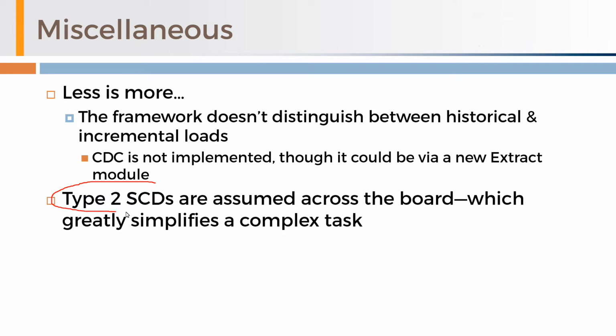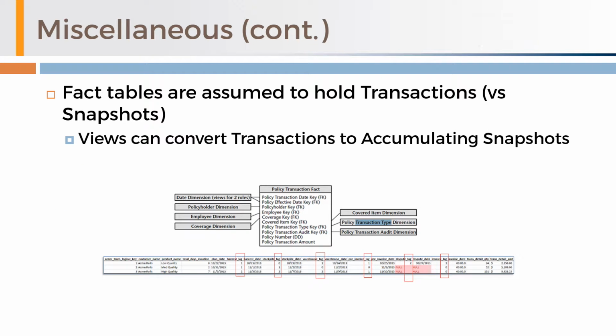Both assume the use of Type 2 slowly changing dimensions across the board. But oddly, that heavy burden simplifies the design and provides users with full Type 2 benefits, such as reproducing past reports for audit purposes. By default, transaction fact tables are assumed too.